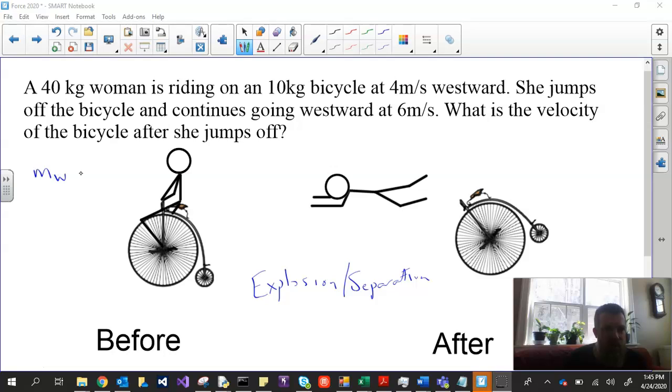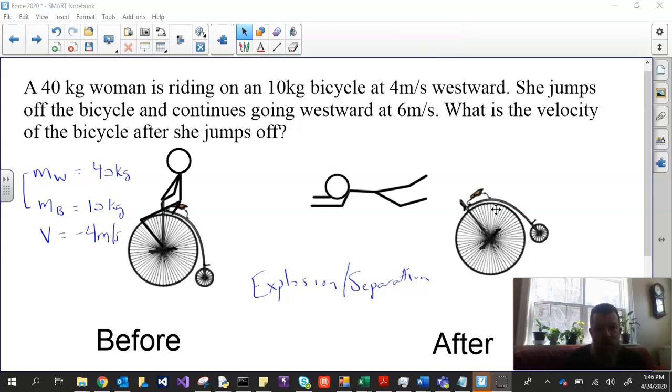So the mass of the woman is 40 kgs. Mass of the bike is 10 kgs. And they're together. And the velocity of the bike and the woman together beforehand is -4. Remember, we're going westward. That's where the negative comes from.